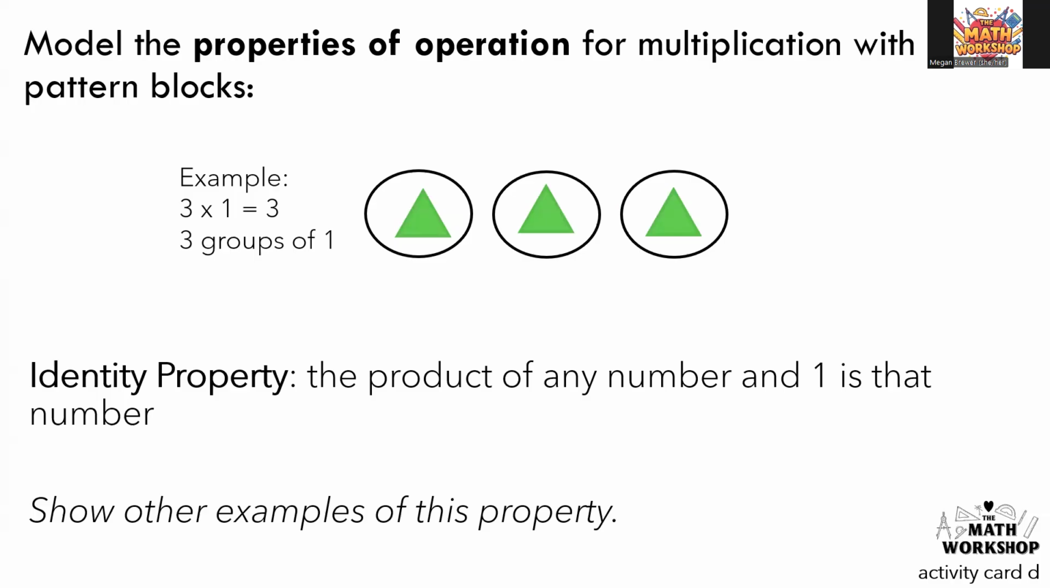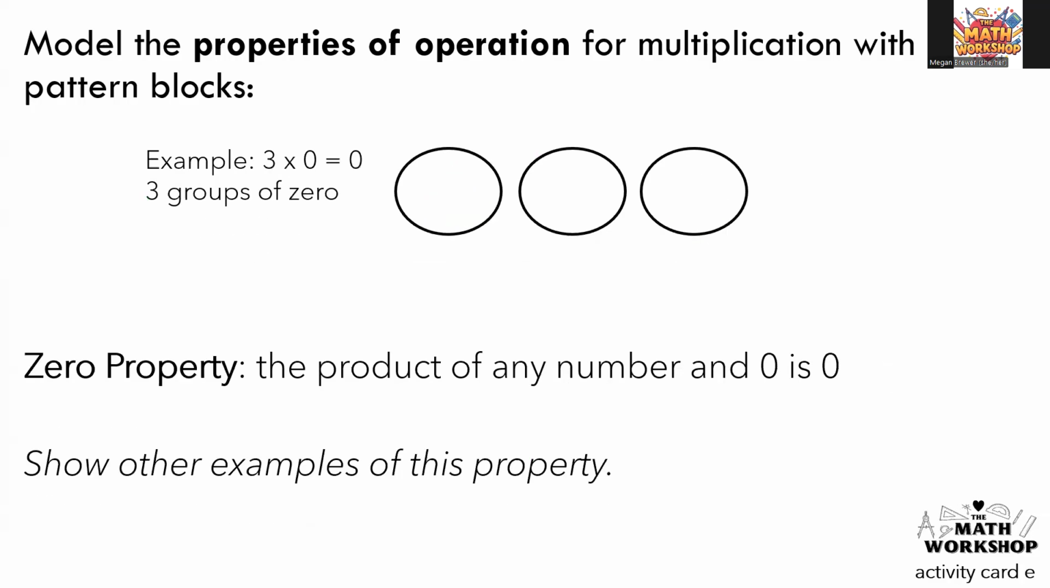Here's another one, the 0 property. The example you're looking at is 3 groups. That's the 3 circles, 3 groups with nothing in them. There's nothing. And I couldn't do an example of 0 groups of 3 because there's no groups.